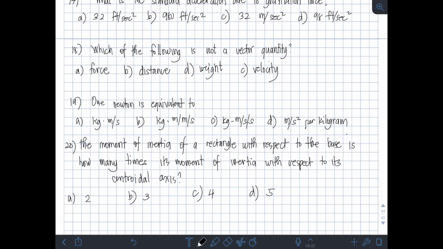19. 1 Newton is equivalent to A, kilogram meter per second, B, kilogram meter per second, C, kilogram meter per second squared, D, meter per second squared per kilogram. The answer is letter C, kilogram meter per second squared. 20. The moment of inertia of a rectangle with respect to the base is how many times its moment of inertia with respect to its centroidal axis? A, 2, B, 3, C, 4, D, 5. The answer is letter C, 4.